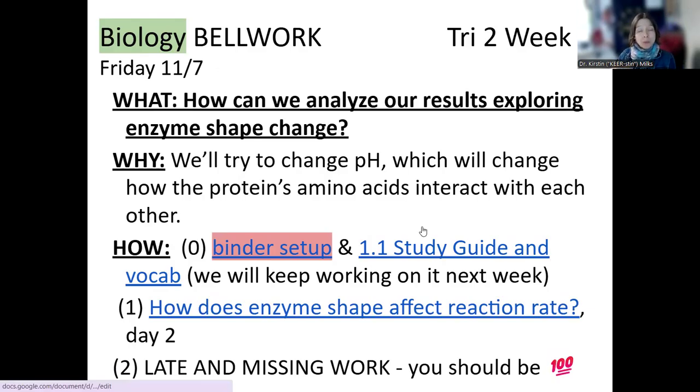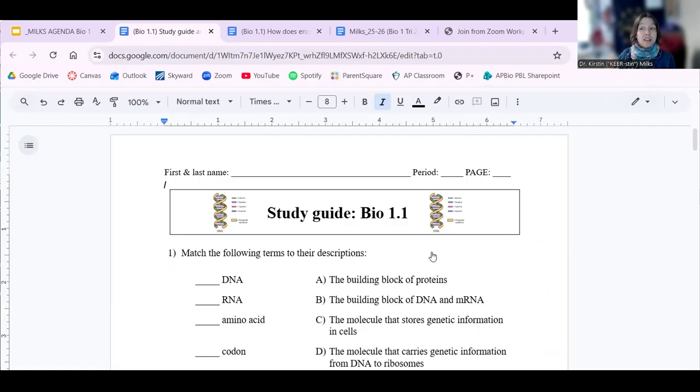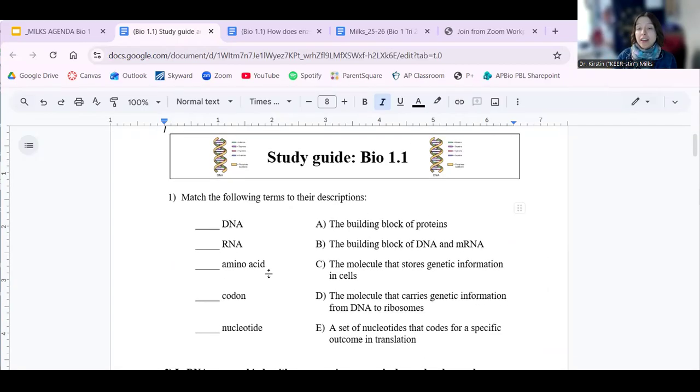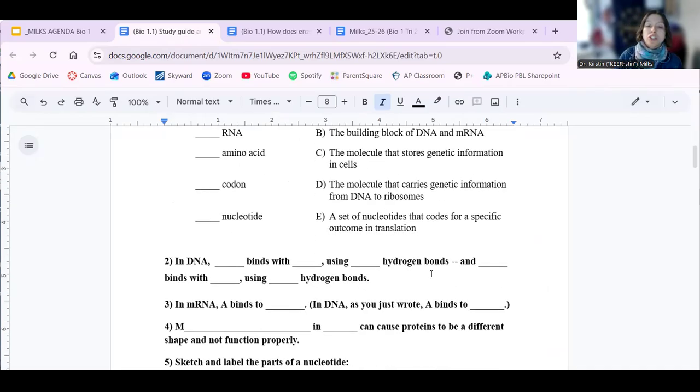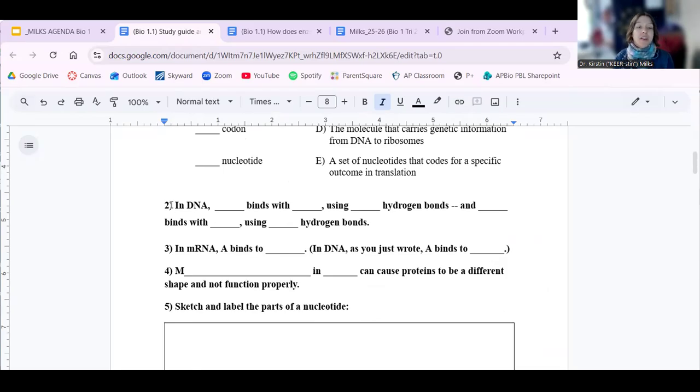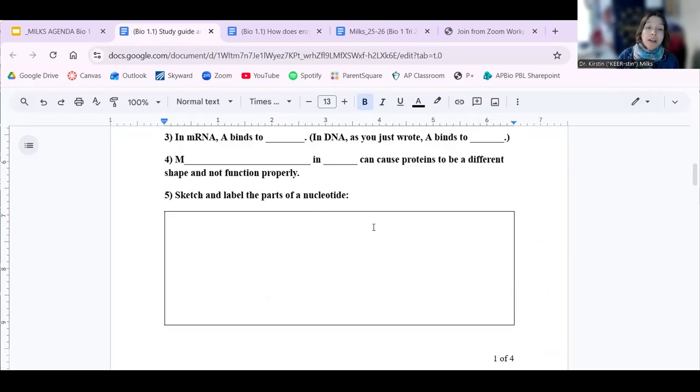I also gave everybody the Unit 1.1 study guide and vocab. So this class goes pretty quickly. Each unit is a couple days of instruction. So 1.1 includes a lot of the ideas we've already learned about, like the building blocks of proteins, the molecule that stores genetic information, the number of hydrogen bonds that the two bind with, right? Here's a place for you to sketch and label the parts of the nucleotide.